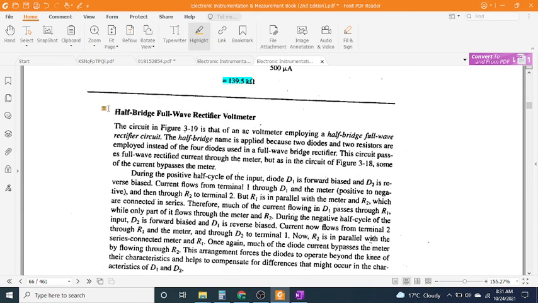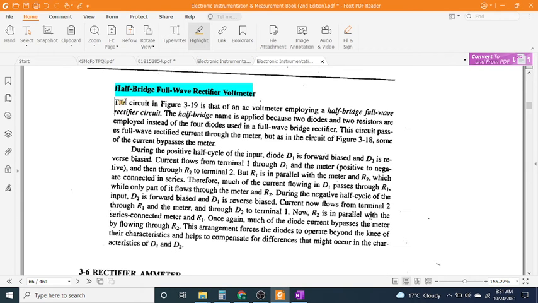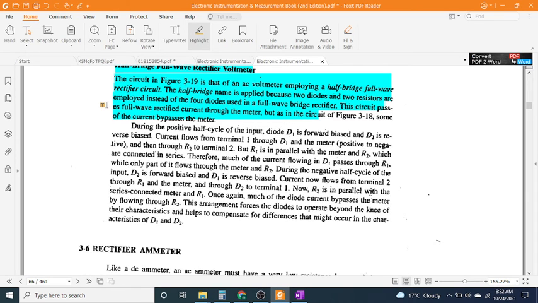Half-bridge full-wave rectifier voltmeter. The circuit in Figure 3-19 is that of an AC voltmeter employing a half-bridge full-wave rectifier circuit. The half-bridge name is applied because 2 diodes and 2 resistors are employed instead of the 4 diodes used in a full-wave bridge rectifier. This circuit passes full-wave rectified current through the meter, but as in the circuit of Figure 3-18, some of the current bypasses the meter.